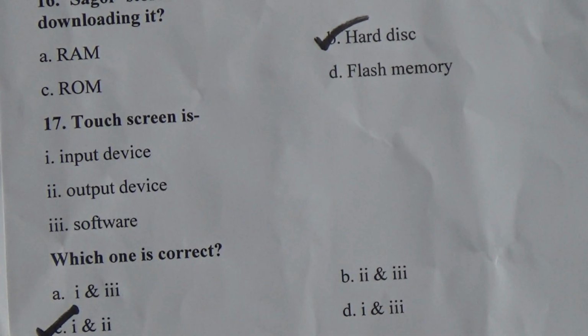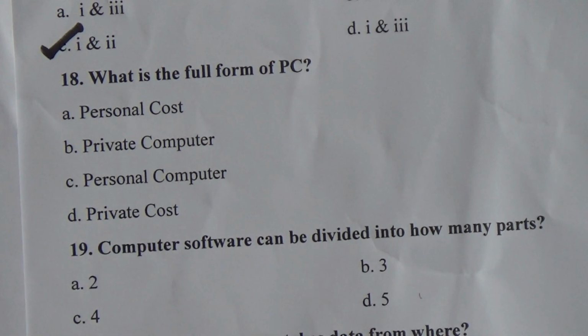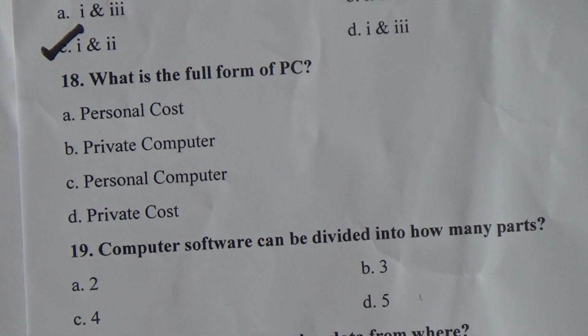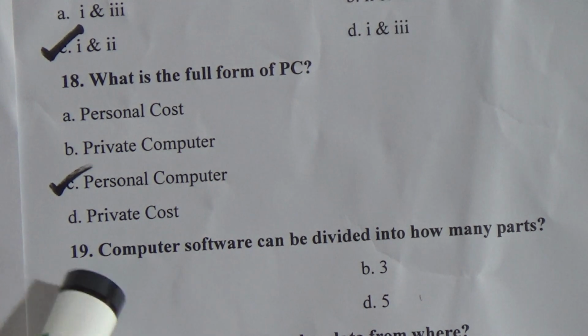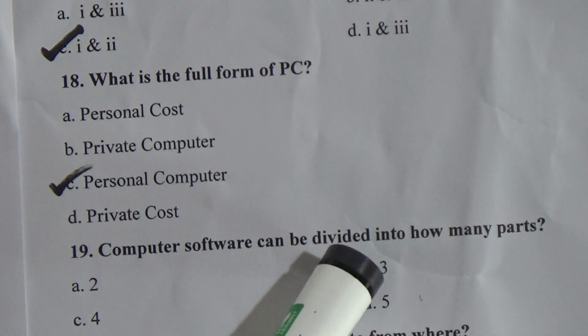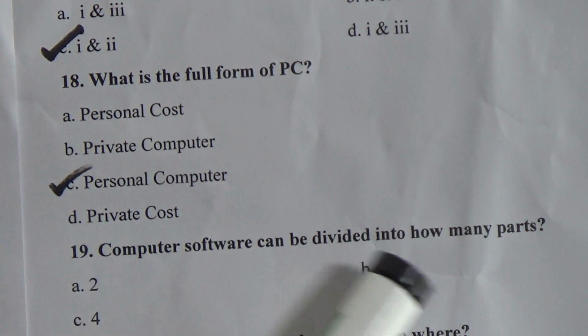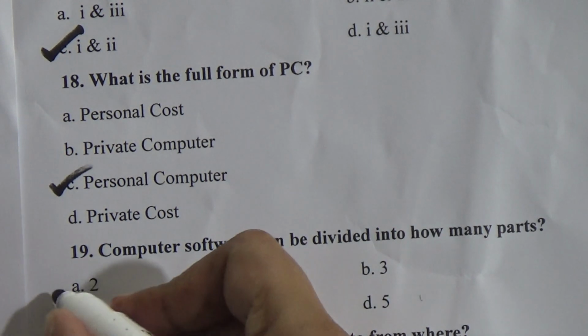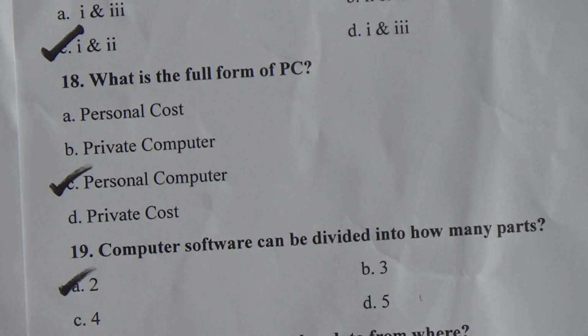Input and output device. Number 18. What is the full form of PC? A personal cost. B private computer. C personal computer. D private cost. So we know PC, that means personal computer. And number 19. Computer software can be divided into how many parts? 2, 3, 4, 5. Number A 2. And 20. Computer's processor takes data from where? Hard disk, memory, keyboard, motherboard. We know computer's processor takes data from memory.